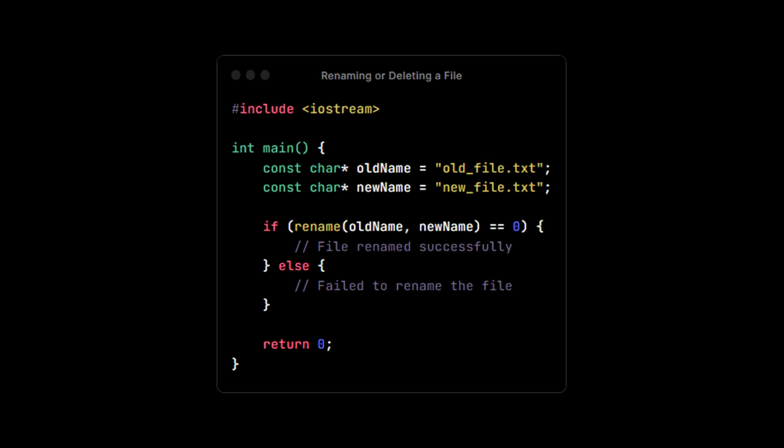Renaming or deleting a file. In C++, you can use the rename function to rename a file and the remove function to delete a file. Here's an example of renaming a file.